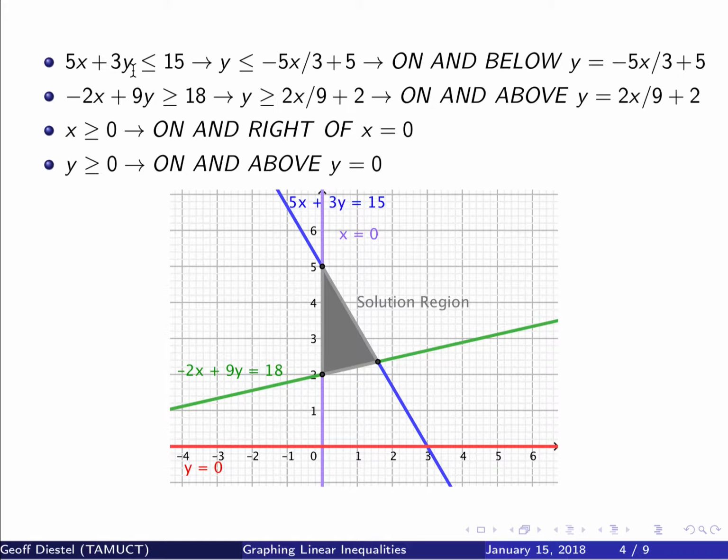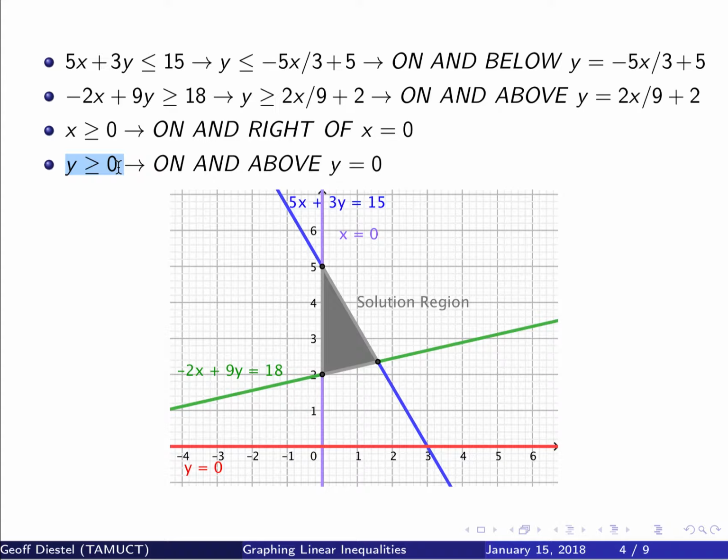Because remember, we have to interpret each of the inequalities with these phrases on and below or on and above. So we're looking for the points that satisfy all of these. If we look at the points in this triangle, we can see they are below the blue line, which is our first inequality. They are above the green line, which is our second inequality. They are to the right of the y-axis, which is the same as this inequality x greater than or equal to 0, and they are above the horizontal line y equals 0, which is just the x-axis.